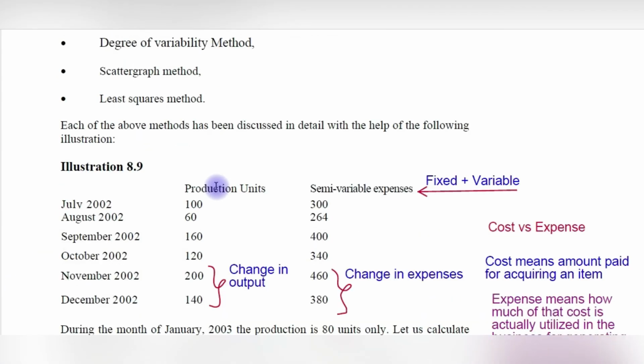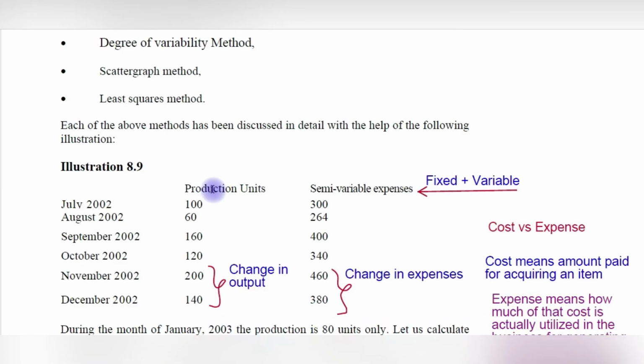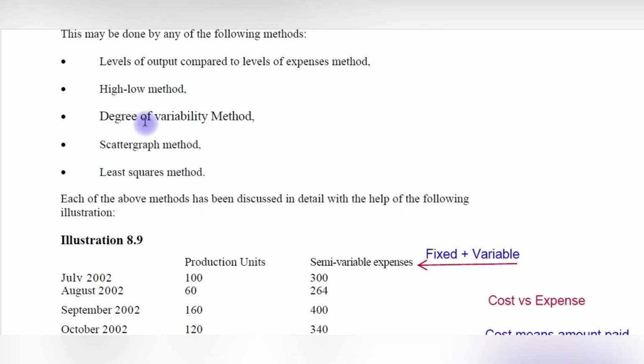High-Low method. Okay. In this first method, the levels of expenses method, we will compare production for each month, July to August, August to September, September to October, October to November, and November to December. Like this, month wise, preceding or succeeding month, we will compare and we will arrive at the corresponding change in the variable expenses. Whereas this High-Low method, we do not compare each month.